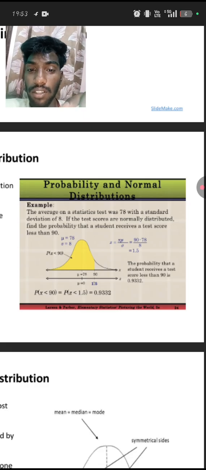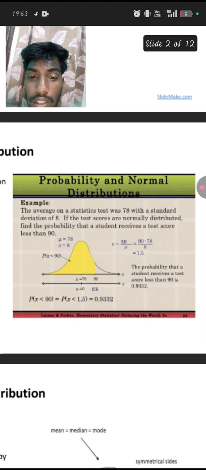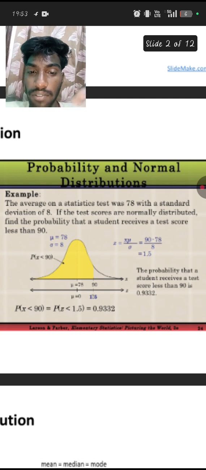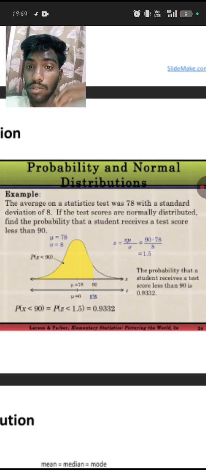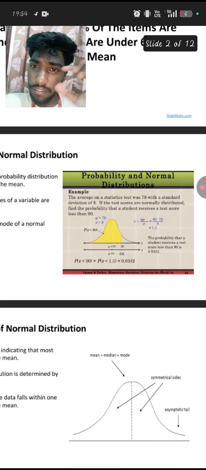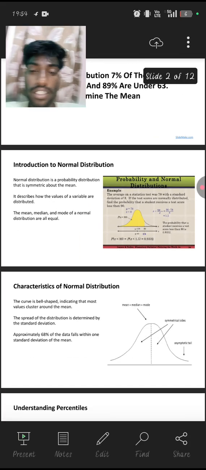The average of a statistics test was 78 with a standard deviation of 8. The test scores are normally distributed. Find the probability that a student receives some score. We have 90 minus 78 divided by 8, which gives 1.5. The probability that a student will score less than 90 is 0.9332. So the probability for every student is 0.9332, that is called symmetry.